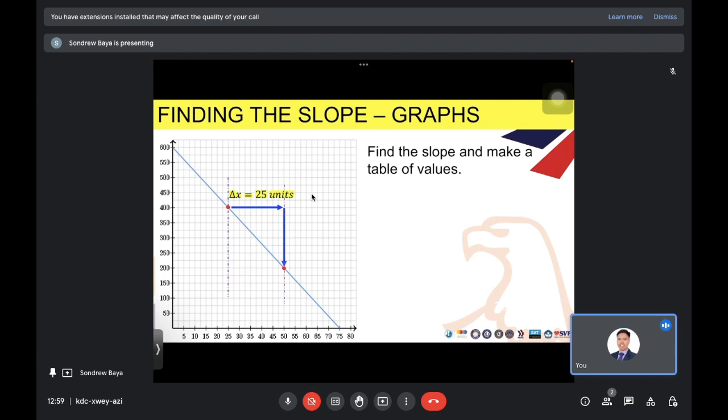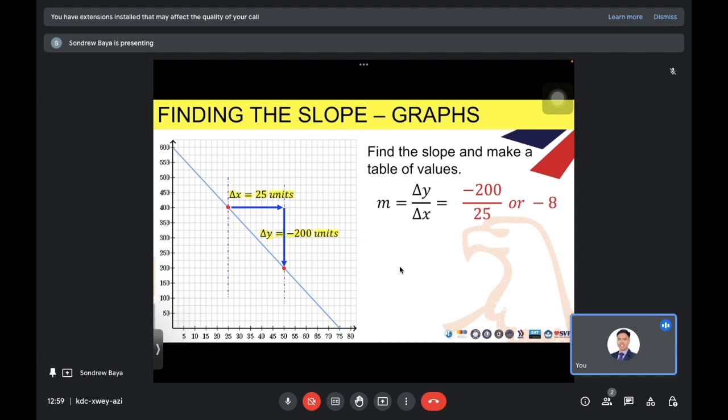From here, we go down. Since we go down, the change is negative. So we have to know the interval along the y-axis. Here, it's different. For every 2 intervals, that's 50. In the x, it's 5. In the y, it's 50. So we have to count: this is 50, 100, 150, 200. Since it's going down, there is a change of negative 200 units. So to find the slope, that will now be change in y over change in x, or simply negative 200 over 25, or simply negative 8.